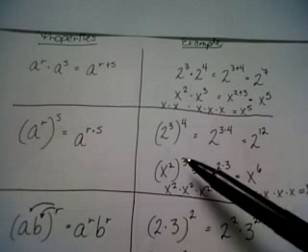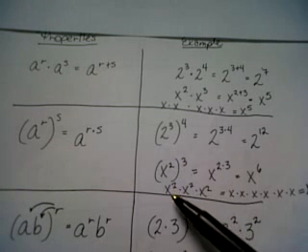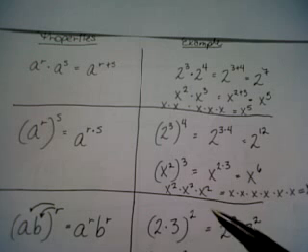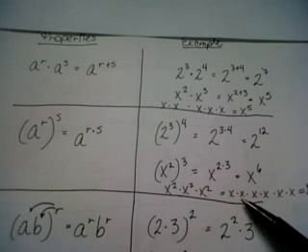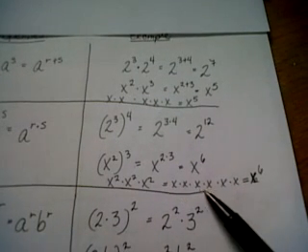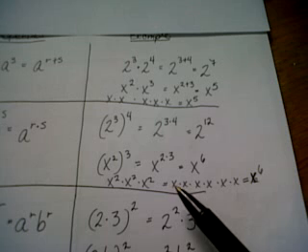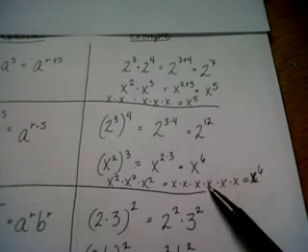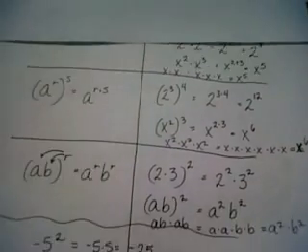What does it mean to be x squared cubed? It means I take x squared times itself 3 times. So that gives me x squared times x squared times x squared. Well, what does it mean to be x squared? That is x times x. And here's another x squared, which is also x times x, and another x squared, also x times x. And that leaves me with x times x times x times x times x times x, which is x to the 6th.